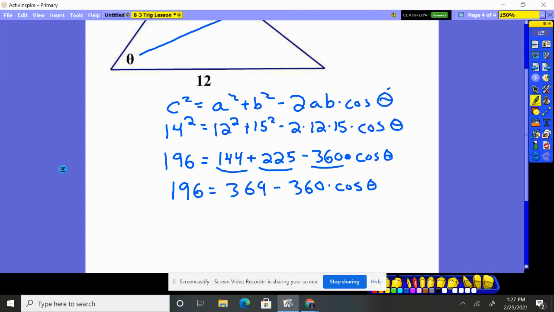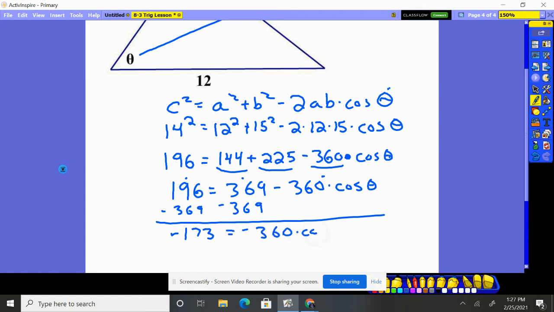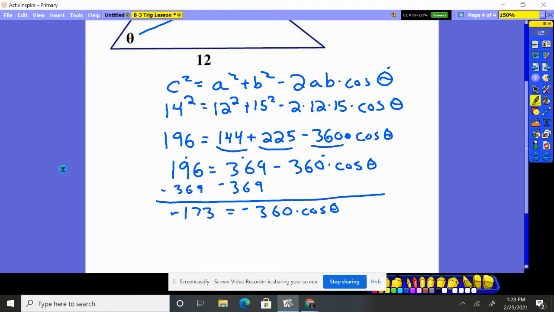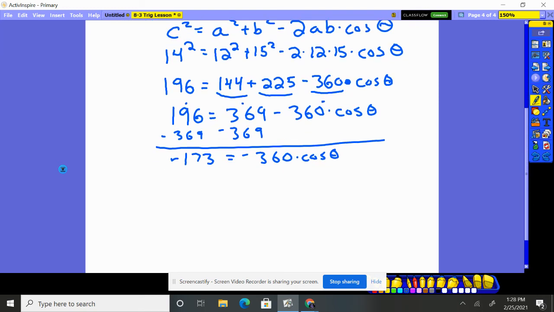So what I need to do now is notice I have a number here, 196, a number here, and then a variable piece here. So move the 369 over. We're going to subtract 369 from both sides. Negative 173, I think so. Negative 360 cosine of theta. Now I've got to get cosine of theta by itself. You can see this is trickier, but not that difficult. Divide both sides by negative 360. Negative divided by negative is positive. It doesn't matter, you can leave the negatives, is equal to cosine of theta.